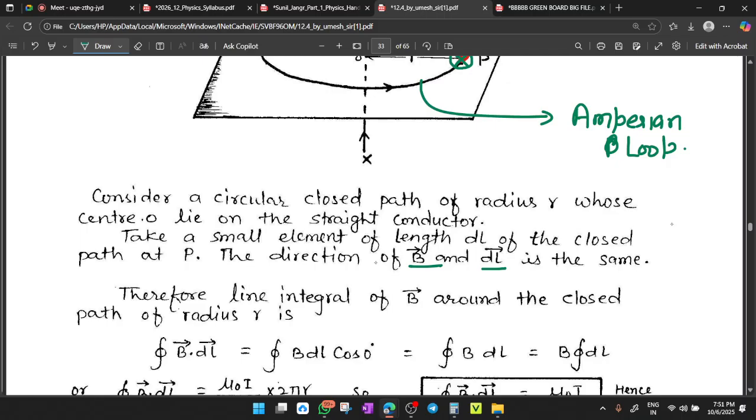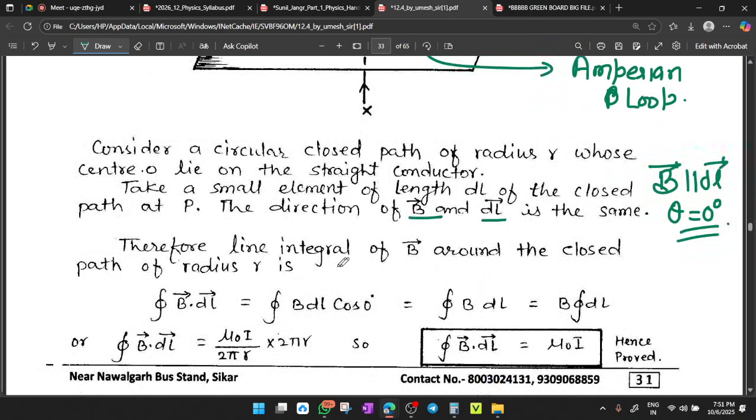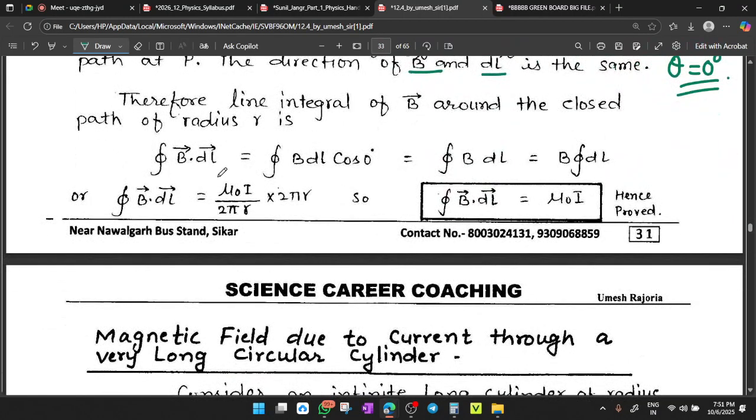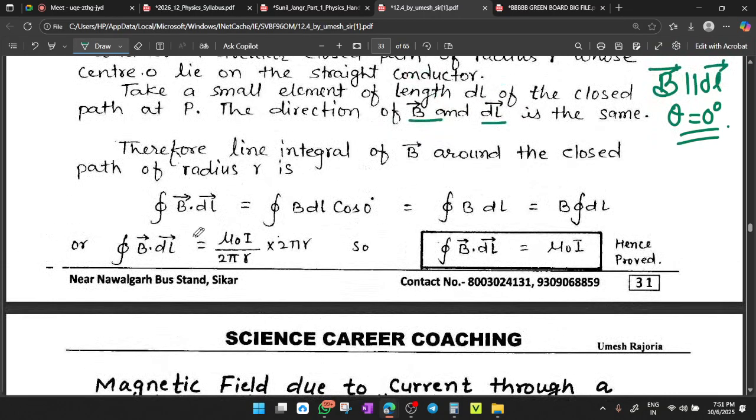Understood? So you can say the vector B is parallel to the vector dl. So the angle between B and dl equals 0 degrees, right? Therefore the integral of B around the closed path of radius r is given by B dot dl equals B dl cos 0. Clear? B dot dl equals mod A mod B cos theta. So B dl cos 0. So B is outside the integration sign as it is constant, times the integration of dl.